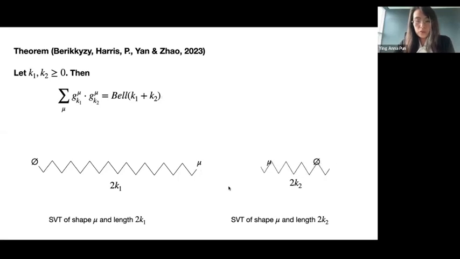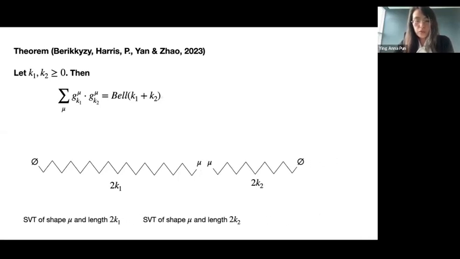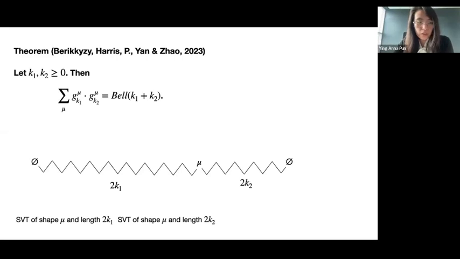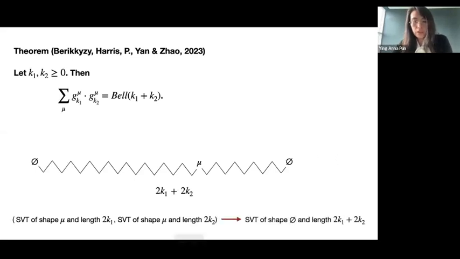And what I'm going to do is flip the second one and move them together. And what do I get? Well, I actually get a simplified vacillating tableau with mu as one of the intermediate shapes, and then from empty shape to empty shape, right? And so now I get this, right? From empty shape to empty shape, so that's why it's shape 0, and the length is 2K1 plus 2K2.